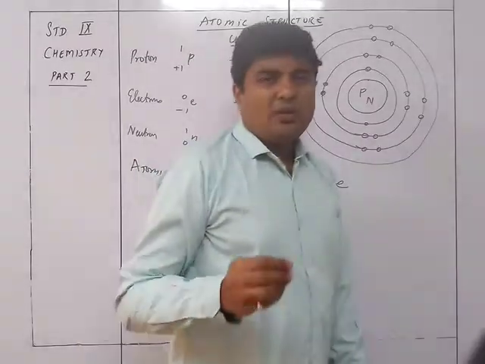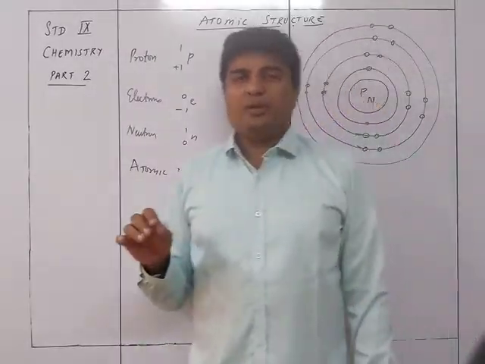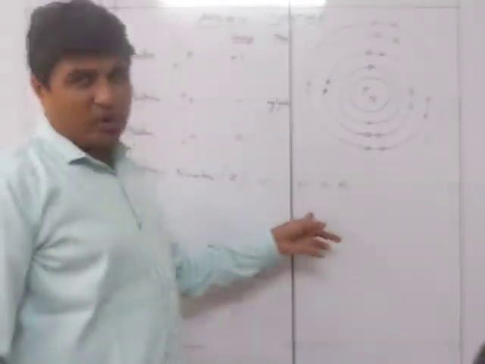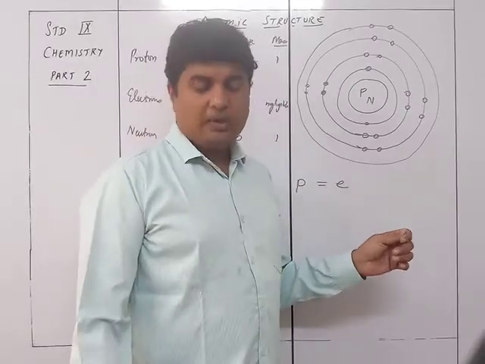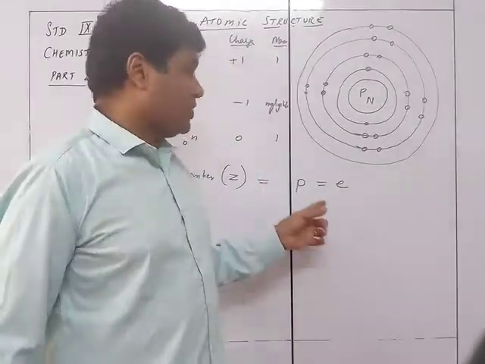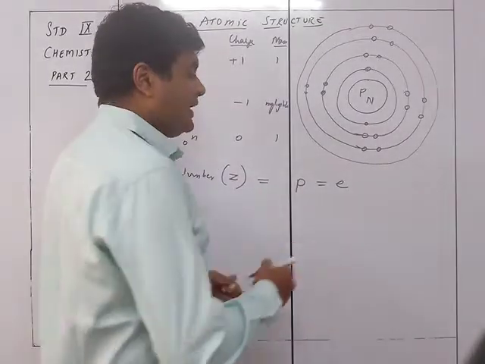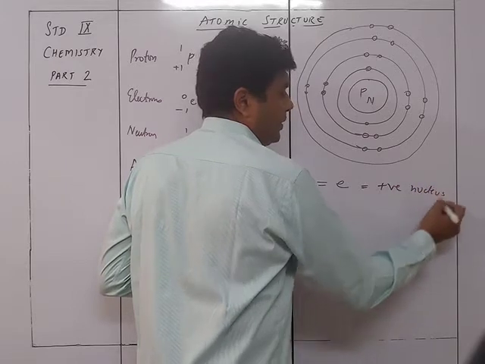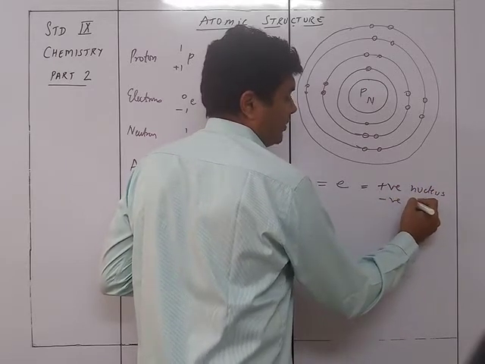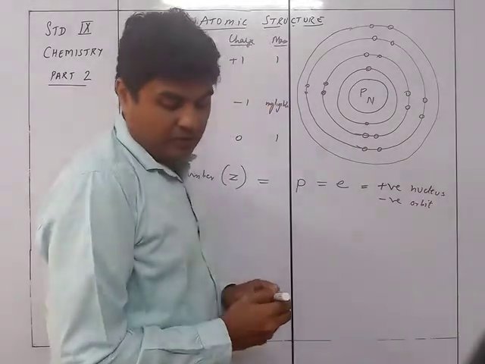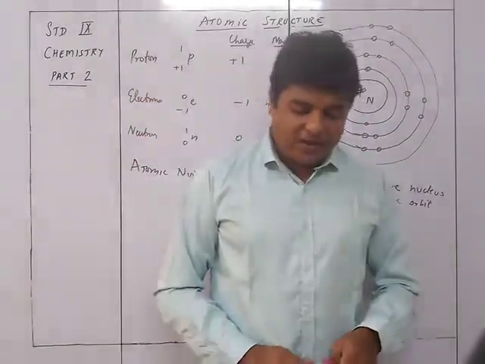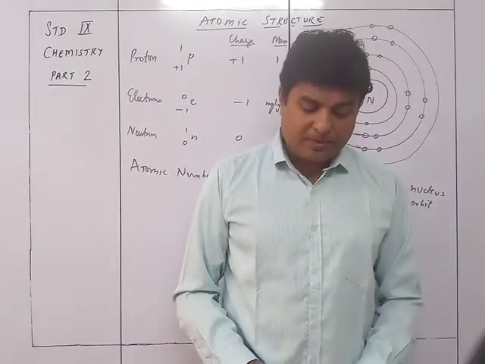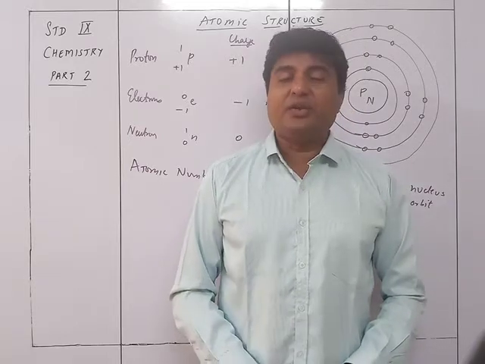So, what are the things we can know from the atomic number? First, the atomic number tells me the number of protons present in the nucleus of the atom. Secondly, it tells me the number of electrons present in the atom. Thirdly, it can also tell me the positive charge present in the nucleus or the negative charge present in the orbits. So the atomic number of an element tells the protons in the nucleus, the electrons in the complete atom, or the positive charges in the nucleus of the atom.